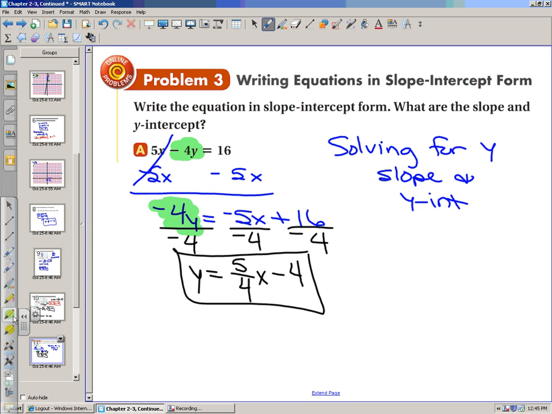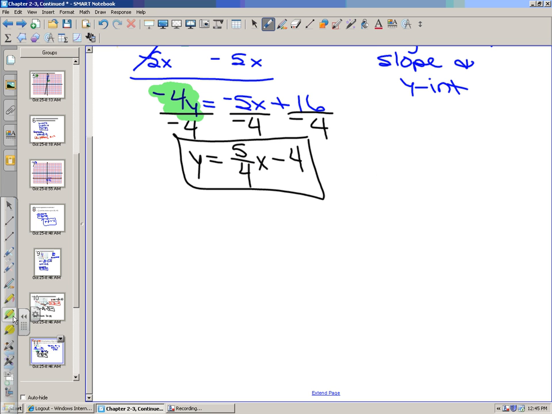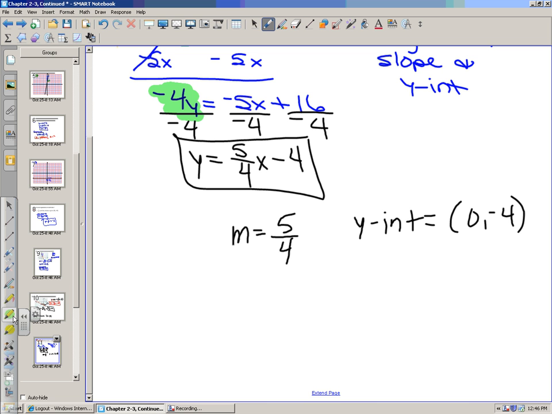Do we see that? Now, from there, what is my slope? My slope is going to be 5/4. And my y-intercept is the point 0, negative 4. Could I graph this? How would I go about doing that?